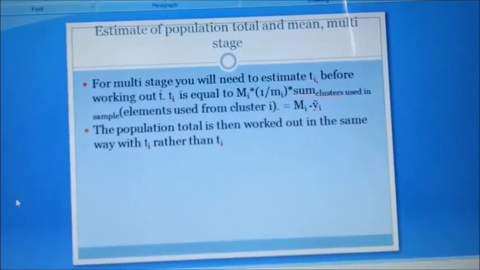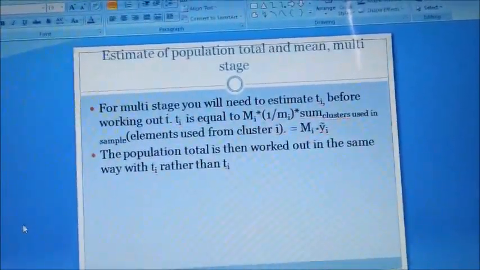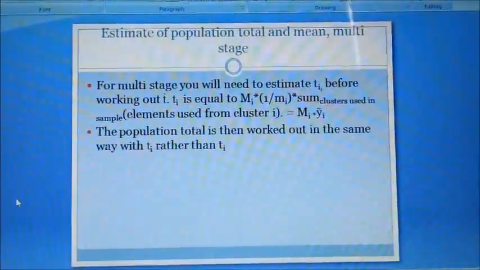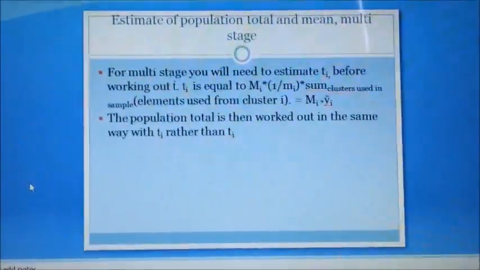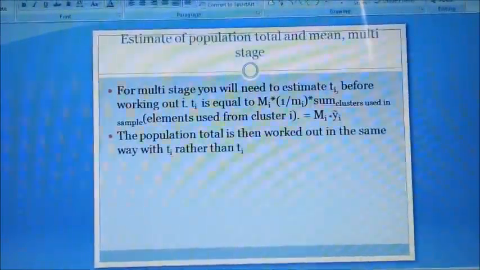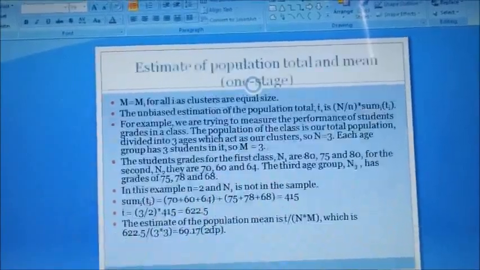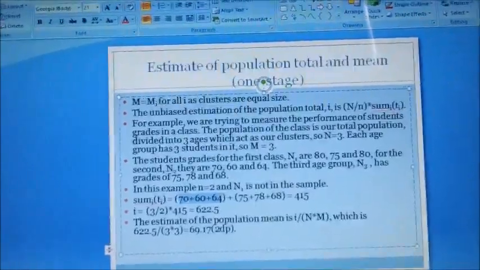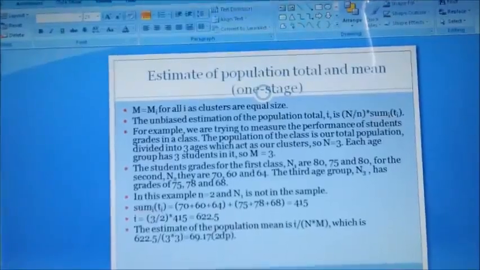And this comes out to be equal to the capital Mi times y bar i, because y bar i is the sample mean for cluster i, and that's what we are calculating here in the sum. The population total is then worked out in the same way, except you use Ti bar rather than Ti, and you come back here. That line would just be worked out in a different way, and then this one and this one would be done the same.